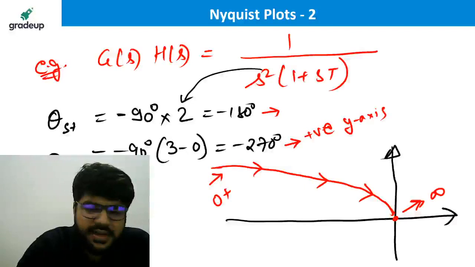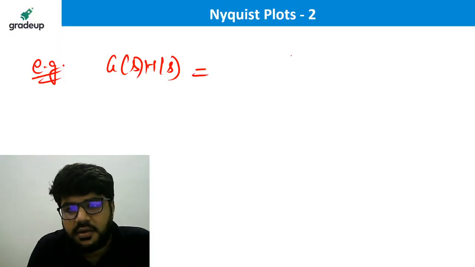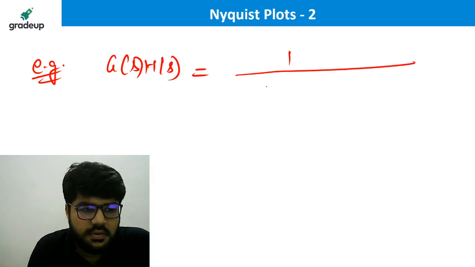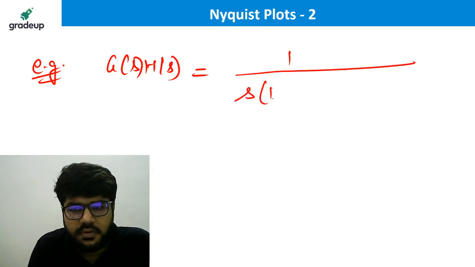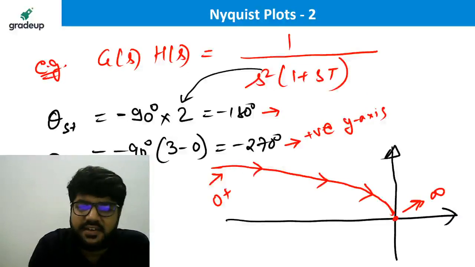No, it's minus 180 only, na? It's minus 180, Anjana. One upon S, 1 plus ST1, 1 plus ST2.